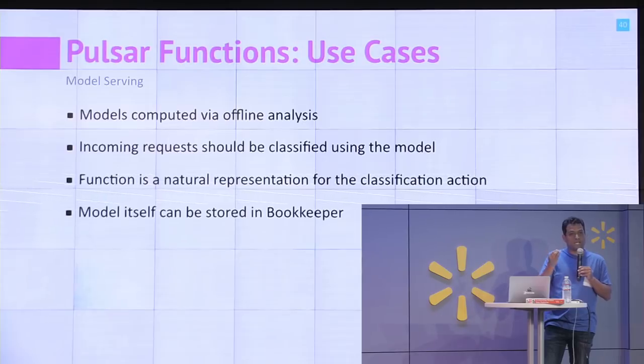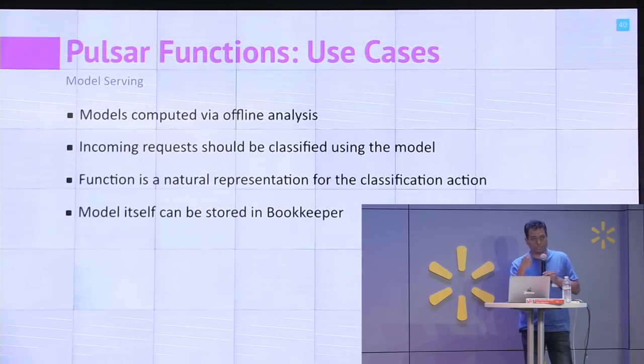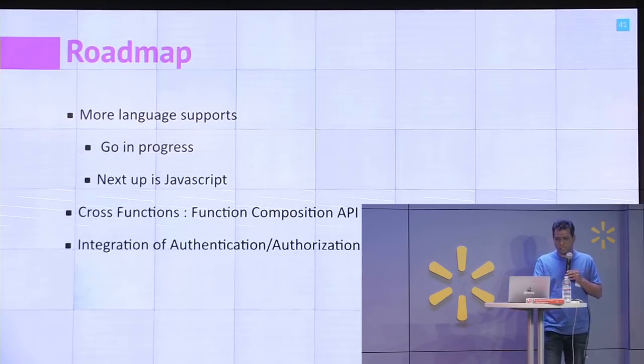But now once the model has been created, how do you deploy it, right? How do you actually use it to classify or to extract features out of images and so forth? Pulsar functions is a very easy way to deploy them on incoming requests. So where are we?